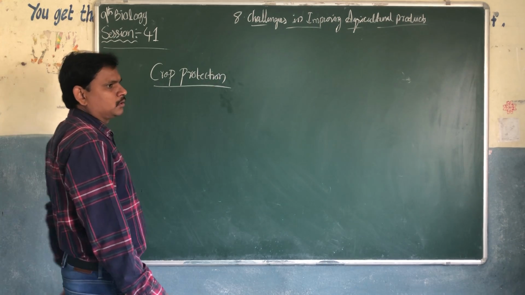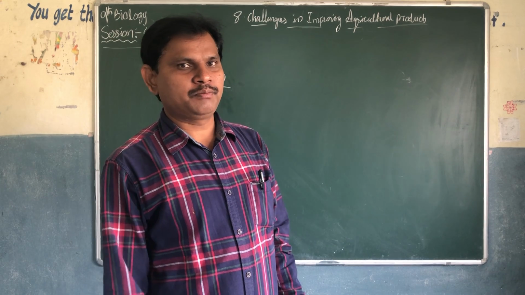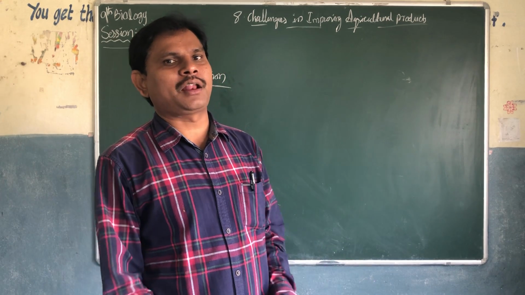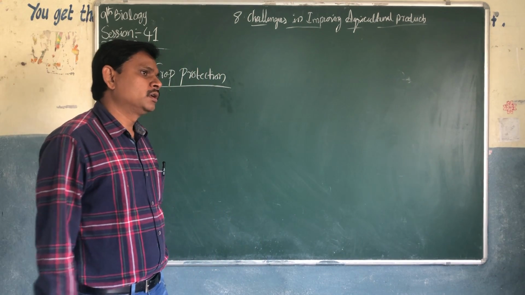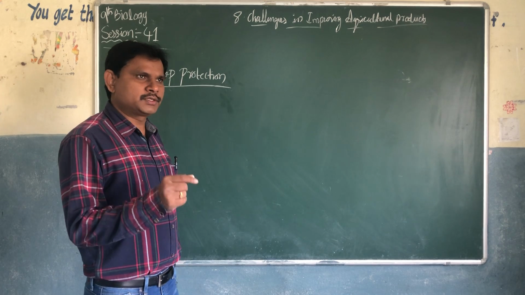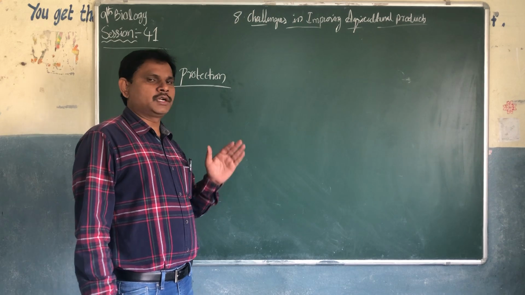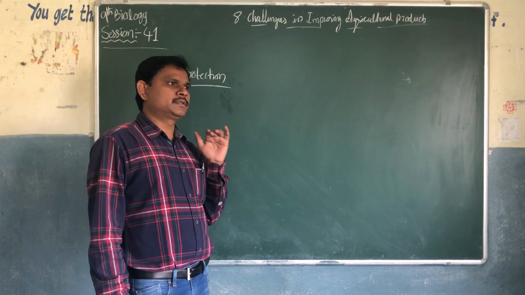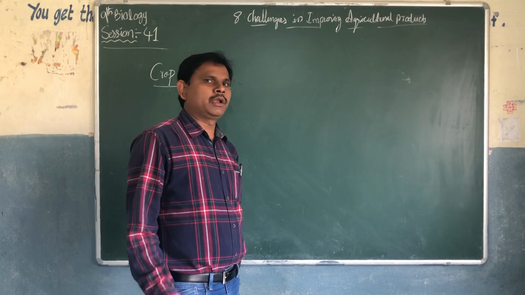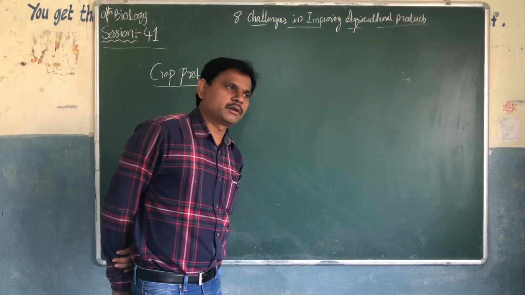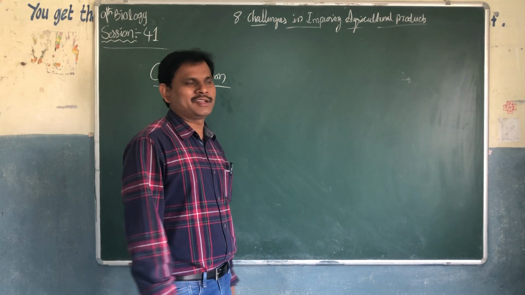We heard about crop rotation. What is crop rotation and mixed crop? Cultivating a mixed crop. What is crop rotation? Cultivating not the same crop in the same field every year. Farmers are not supposed to cultivate the same crop in the same field every year. They have to rotate the crops. One year they cultivate green gram, next year they go for jowar. They have to change the crop. That is called crop rotation.